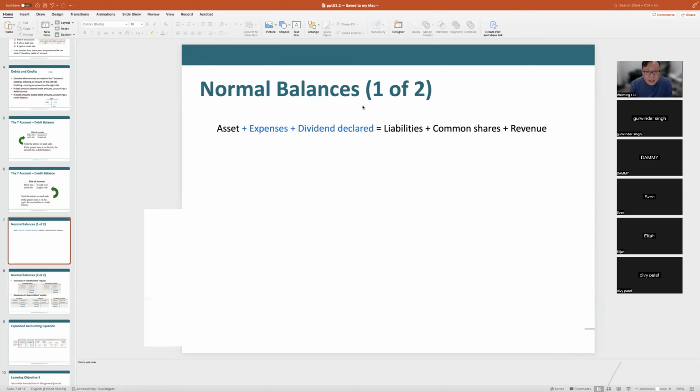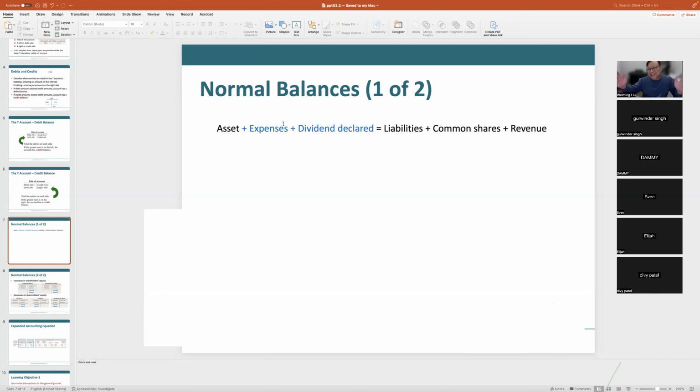Let's see. Nobody said anything. I said yes. So I said it is on my left side. What else? Expenses and dividend, right? These are the accounts on the left side of the equation. And what are the accounts on the right side of the equation? You have liabilities, common shares, and revenue, right? Revenue. Okay.